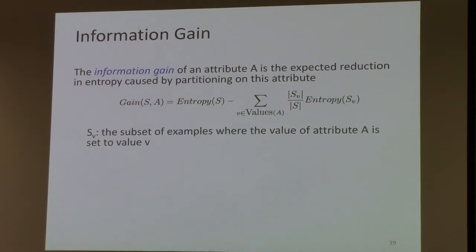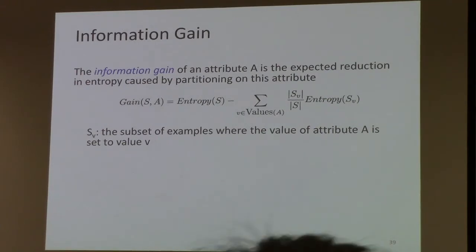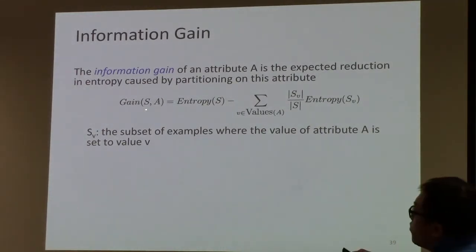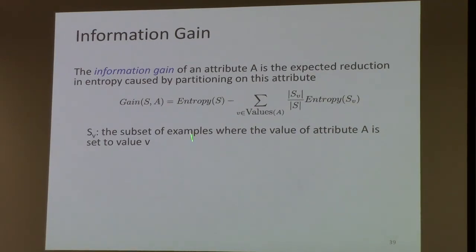The information gain for an attribute A is defined as the expected reduction in entropy caused by partitioning or splitting with this attribute. Specifically, to calculate the information gain of the attribute A with respect to some data set S, we first calculate the entropy for the entire data set S, and then we subtract the average entropy of all the split data sets using this attribute A. So this is the definition of information gain. And to calculate the average entropy, here we consider the size of each data subset.